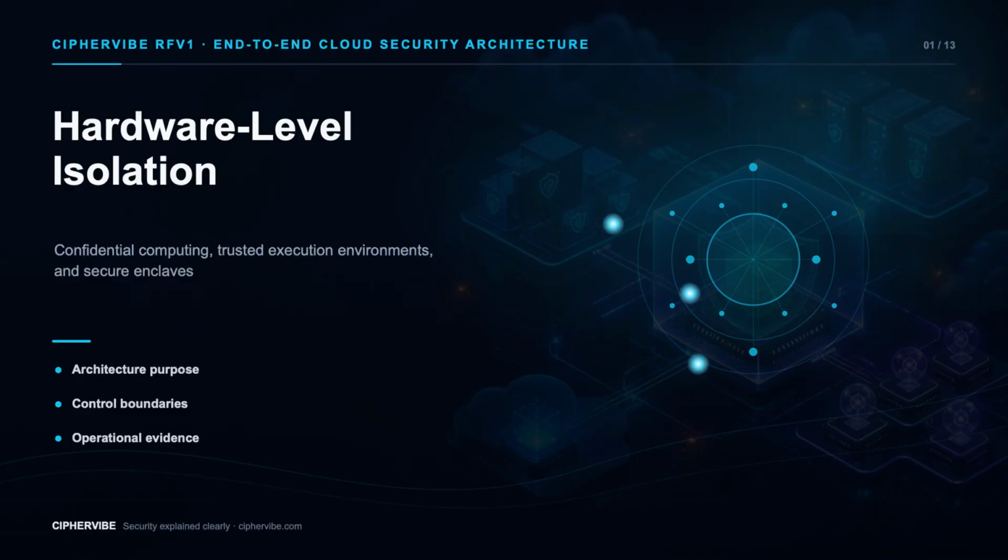Hardware-level isolation adds protection for selected data while it is being processed in memory. It is useful for sensitive computation, but does not replace application security, identity, encryption, or operational discipline. We will connect its purpose, design boundaries, implementation path, failure modes, and evidence of effectiveness.